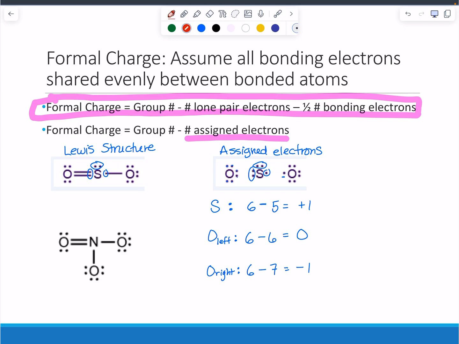Now, we can test what I told you on the previous slide. So these should all add up to the charge on the molecule. So we add the formal charges, and they add up to 0. The charge on the molecule is 0, okay? So that relationship holds, okay? So it matches the charge on the molecule.